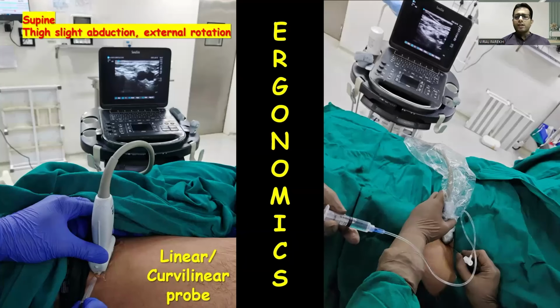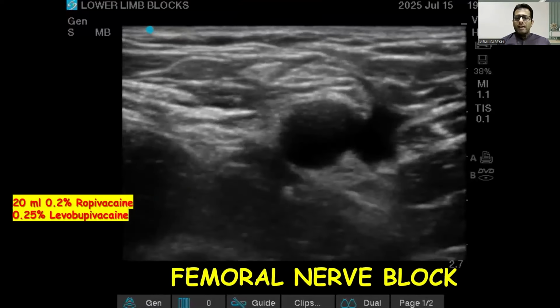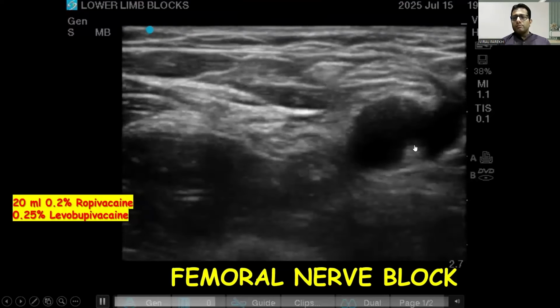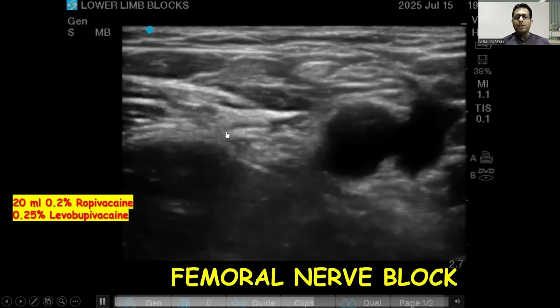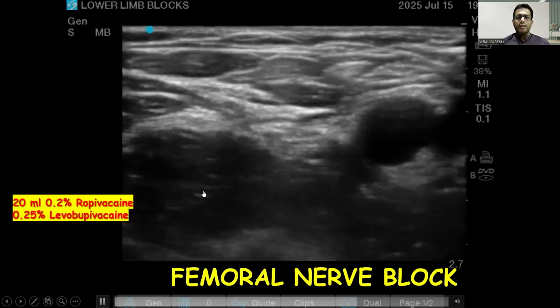Again, the ergonomics: we can use a linear or a curvilinear probe. The patient would be supine with the hip in slight abduction with external rotation. And as we see from medial to lateral, this is the femoral vein, femoral artery, and this is the hyperechoic femoral nerve, which is lying above the iliacus muscle.